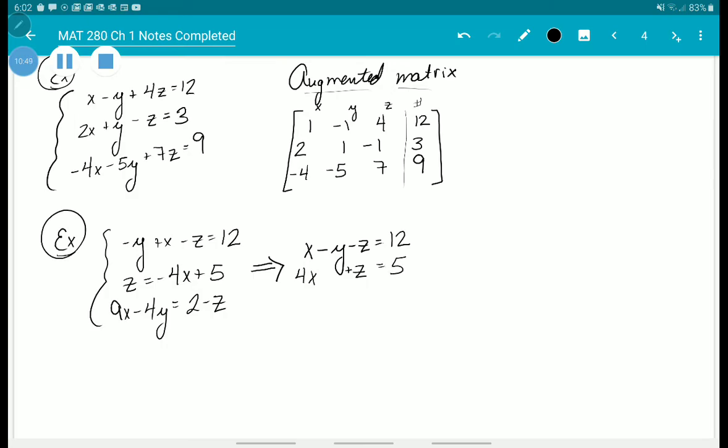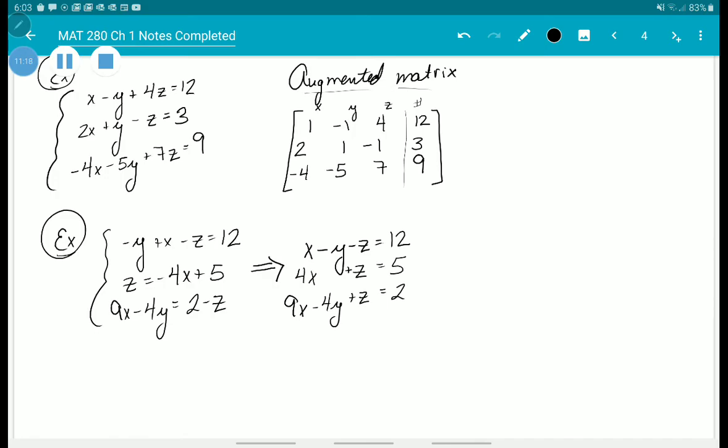So we're just kind of reordering everything using those rules of algebra, moving terms to the other side as necessary. And then that last equation. Right now it says 9x minus 4y is equal to 2 minus z. So once again on the right, we don't have the number by itself. We need to move that z over, and we can do that by adding z. So we have 9x minus 4y plus z is equal to 2.